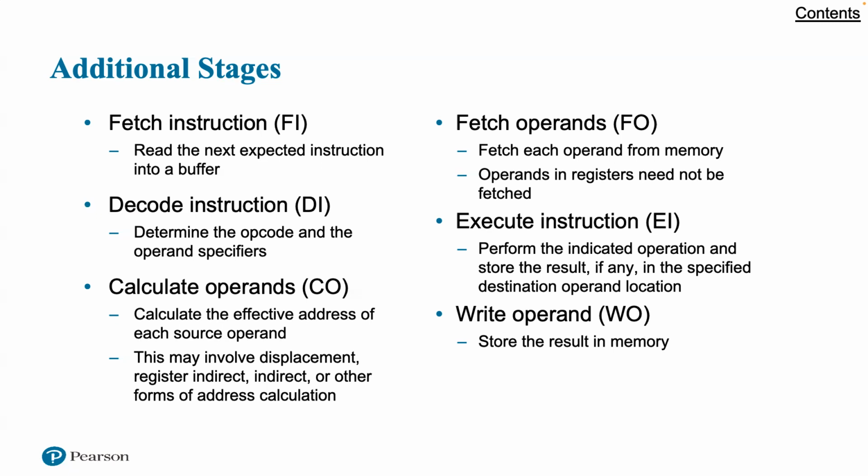Fetch operands: fetch each operand from memory. Operands in registers need not be fetched. Execute instruction: perform the indicated operation and store the result, if any, in the specified destination operand location. And finally, write operand: store the result in memory. With this decomposition, the various stages will be nearly equal in duration. So we're just seeing these listed here. You can imagine this is just like a pipeline going from one to the other.